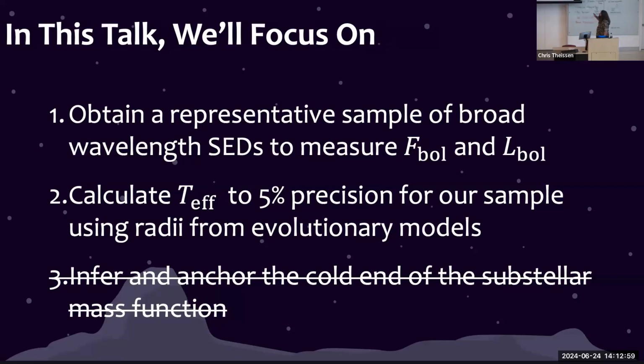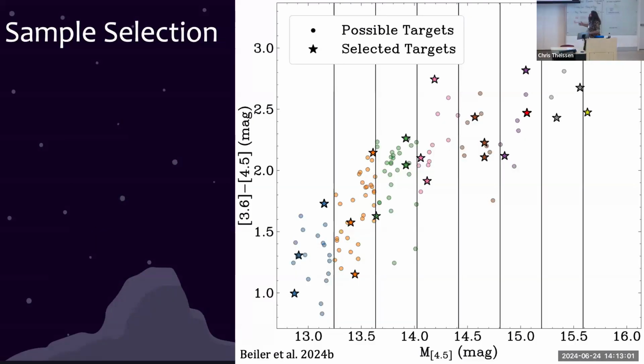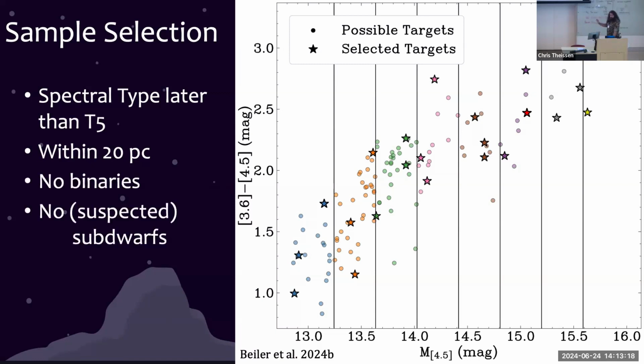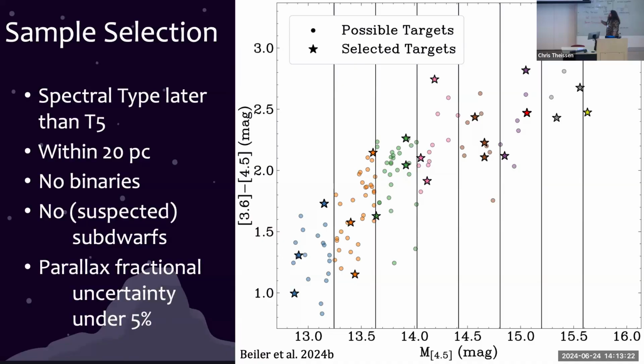When we're talking about obtaining a representative sample, we're looking at objects that are later than T5, because we're trying to probe that cold end of the spectrum. And we're looking within 20 parsecs, 1, because that's where most of our T dwarfs are, and 2, because we want a volume limited sample for that mass function step. Because we want to be representative, we're including no binaries and no suspected subdwarfs. And because we want precise bolometric luminosities, we want a parallax fractional uncertainty below 5%.